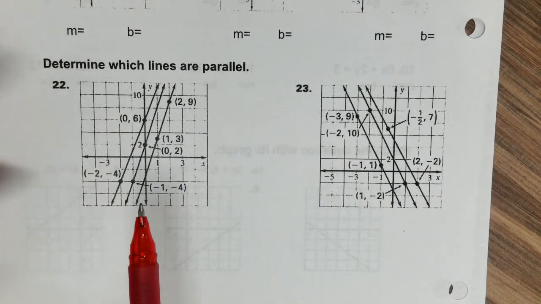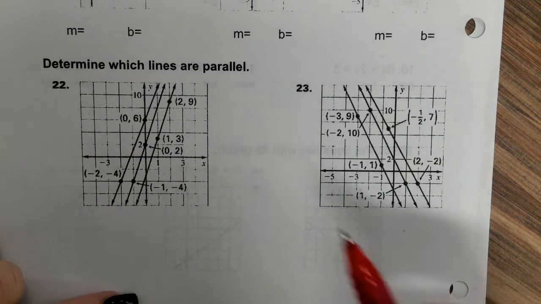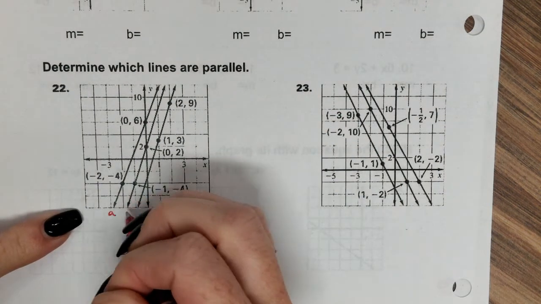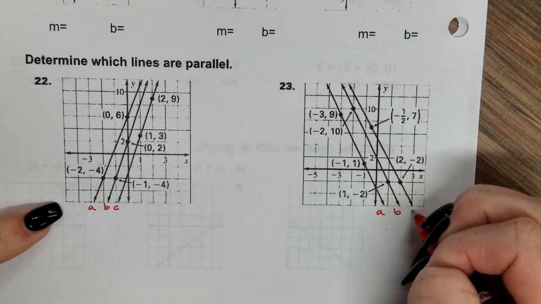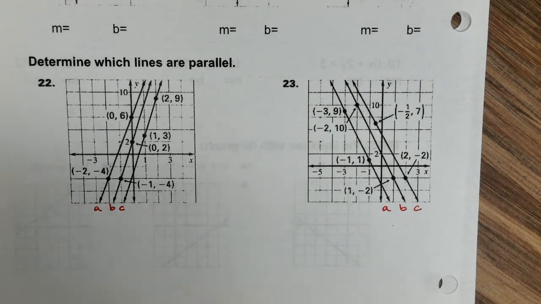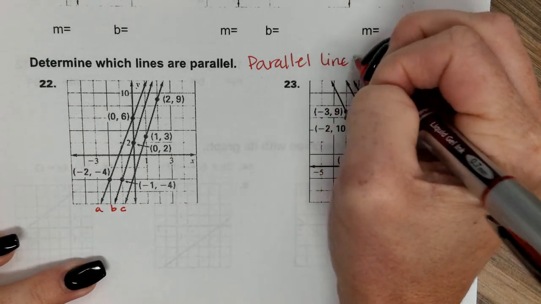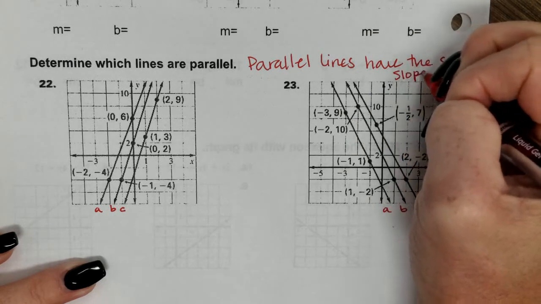On 22 and 23, it wants you to decide which lines are parallel. Do not just assume, because you can see. And then do y'all see that the lines are labeled? Let's label them. We'll call this one A, this one B, this one C. And do the same thing over here. This one's A, this one's B, this one's C. How do you know if they're parallel? Parallel lines have the what? The same slope.